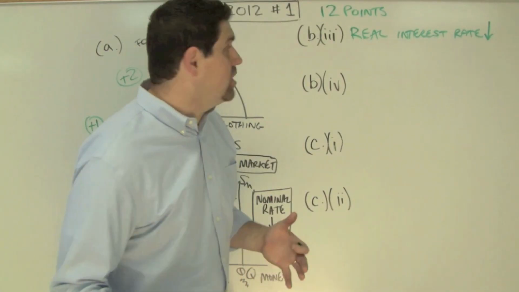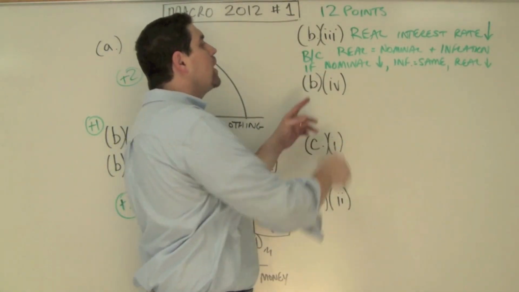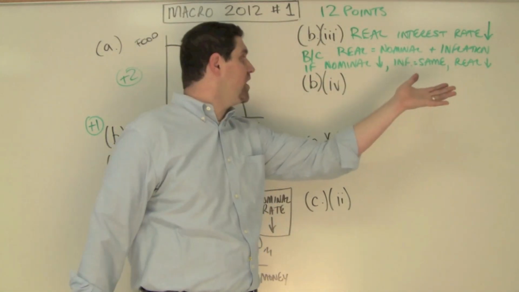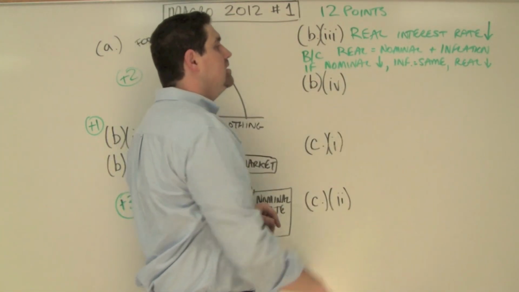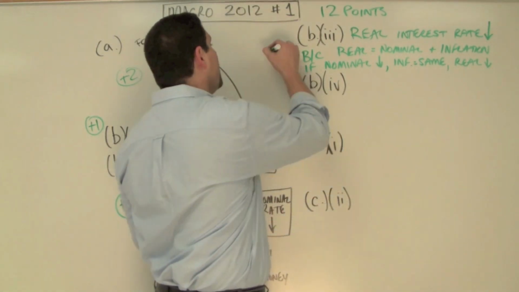This is an explain question, so to get the second point, you've got to explain how you got that answer. So what I wrote is because real equals nominal minus expected inflation, so if the nominal decreases and inflation stays the same, then the real interest rate is going to go down. So B3 was worth another 2 points.